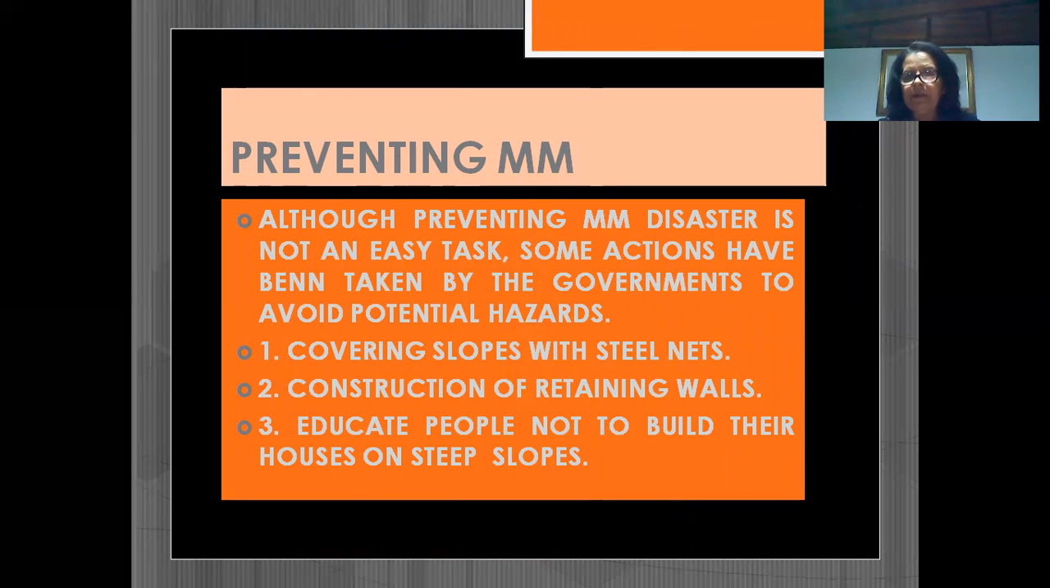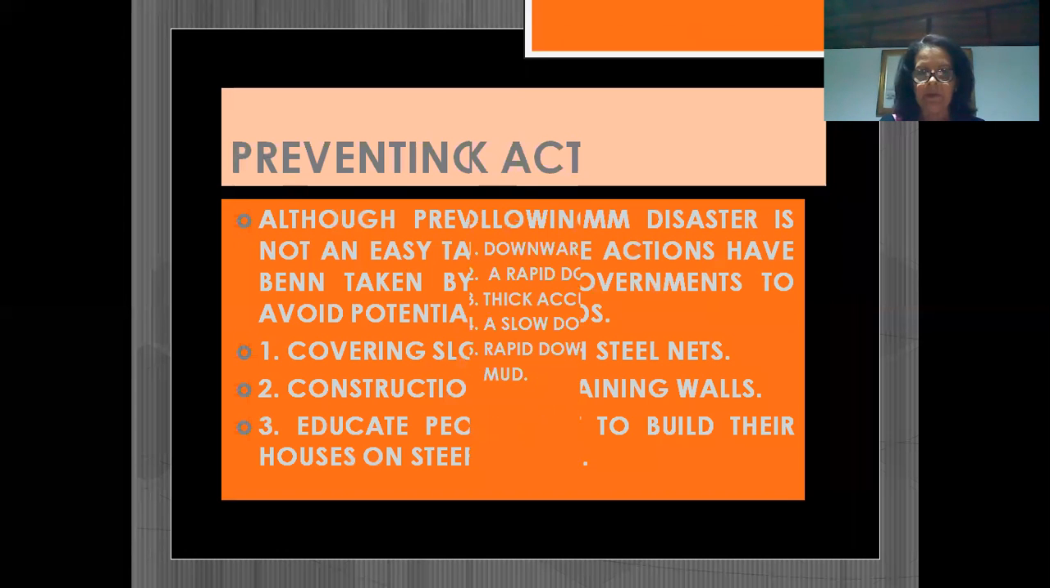So how to prevent this mass movement? Although preventing mass movement disaster is not an easy task, some actions have been taken by the government to avoid these potential hazards. They talked about covering the slope with steel nets, constructing retaining walls. This is what we have in La Guaira. And also, but the most important, I think, is to educate people not to build their houses on steep slopes.